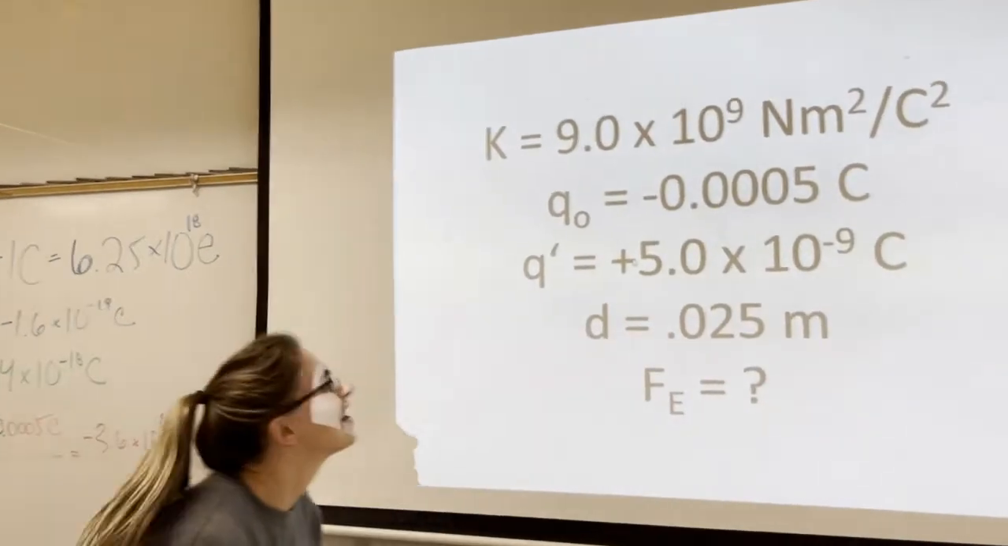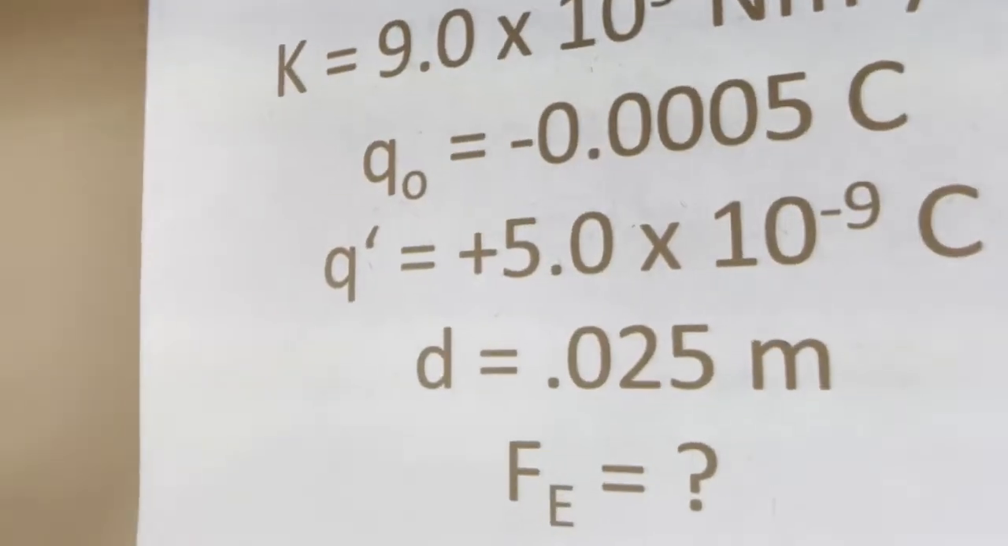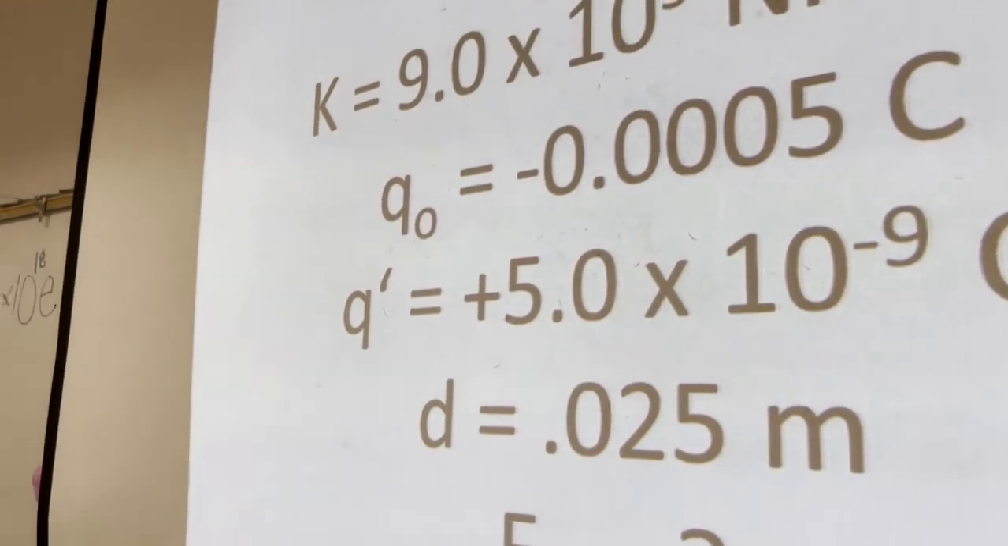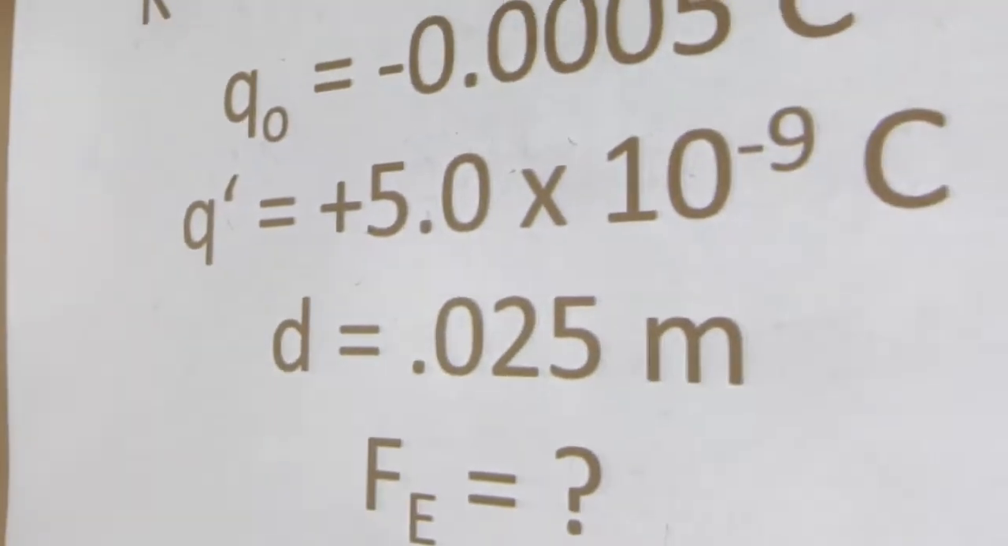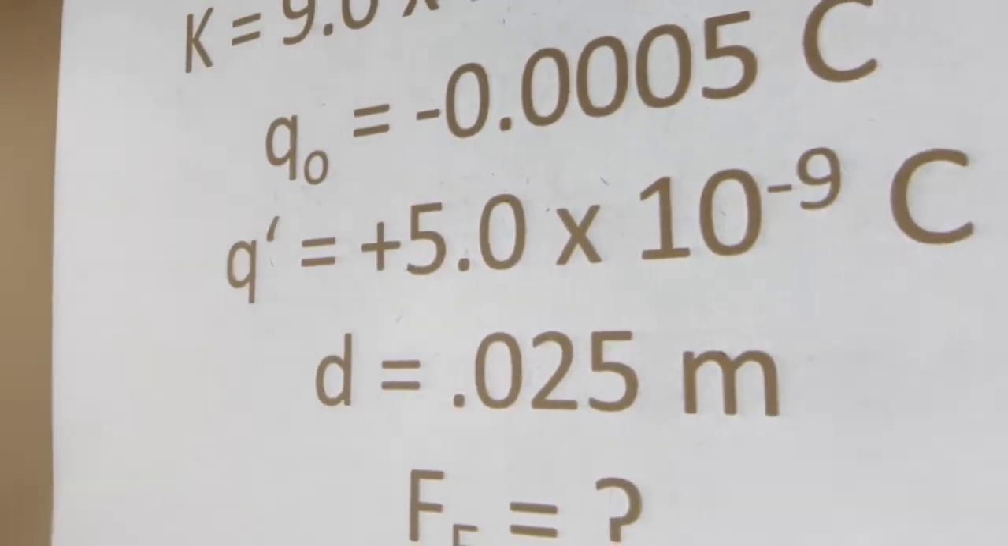Okay, different. So everything's the same except you've got an originating charge, which is at 0.005 like we had before. Easy fix. The only thing that's changed is the test charge is a very small one.